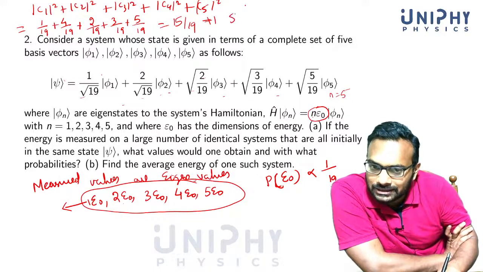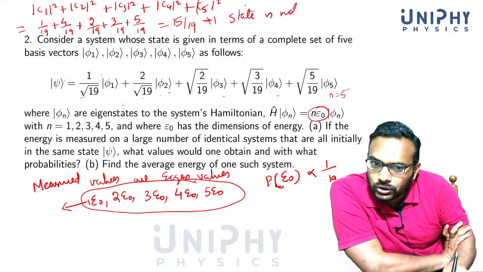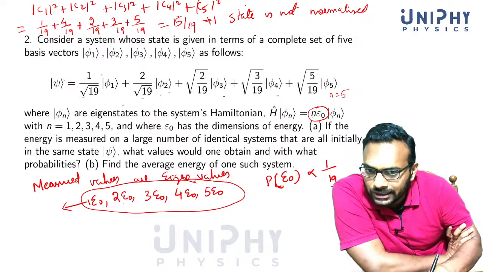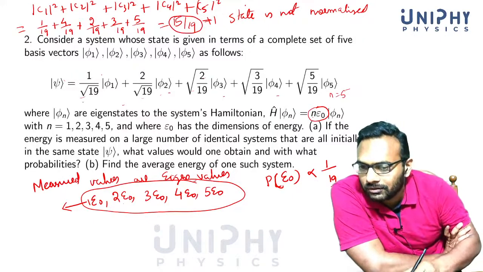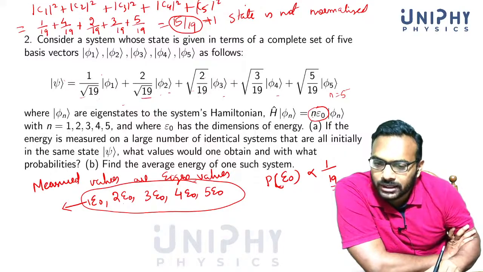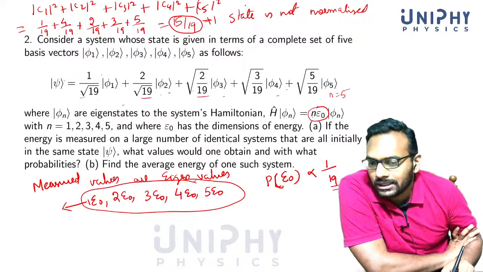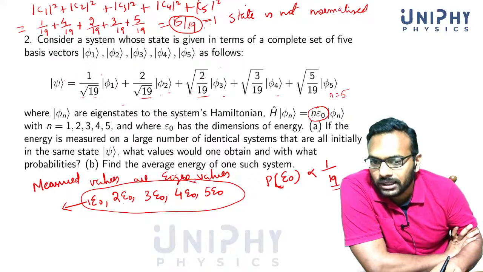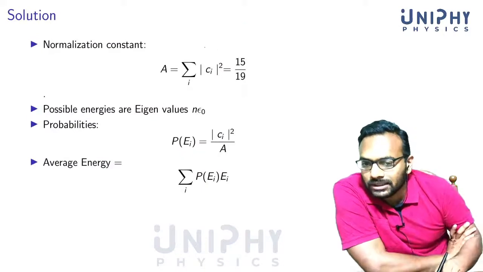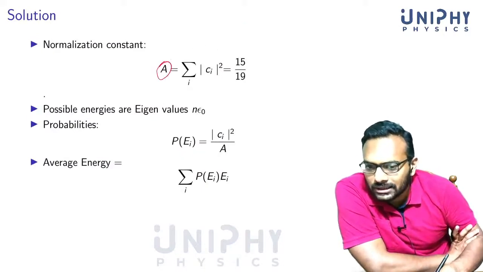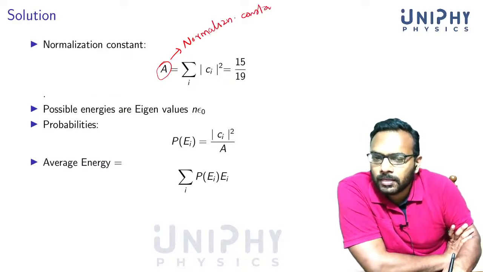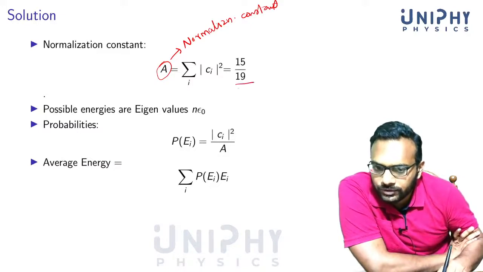So we see that the given state is not normalized. Now how do you normalize? You just divide each of the coefficients by 15 by 19. You divide C1 by 15 by 19, C2 by 15 by 19, all of this by 15 by 19, and you will get the correct normalized probabilities. Because if you divide by 15 by 19 and you square and add, again you will get 1. That's what you mean by normalizing. So that's what we have written here. You can call this the normalization constant. You square and add all the coefficients, you get 15 divided by 19.